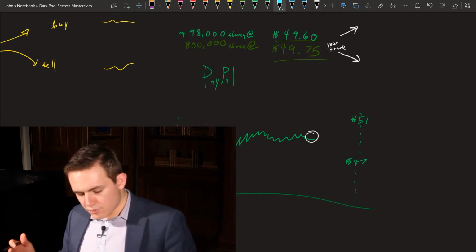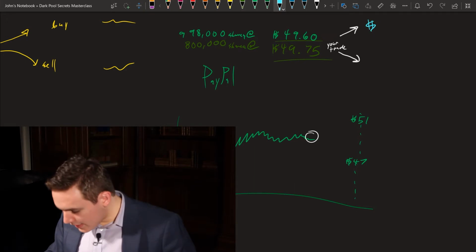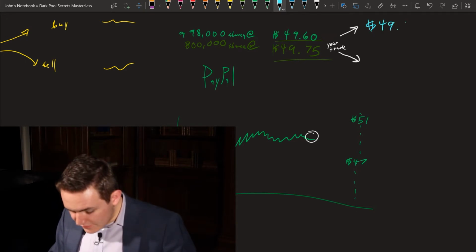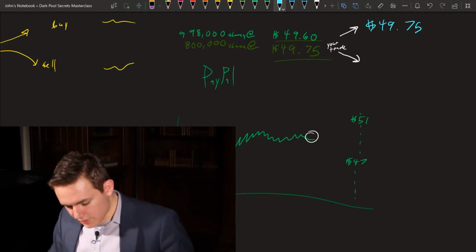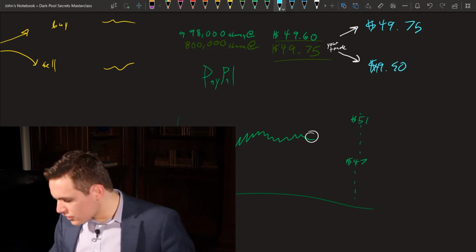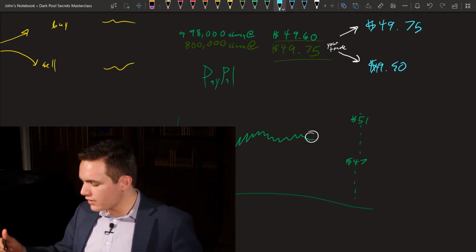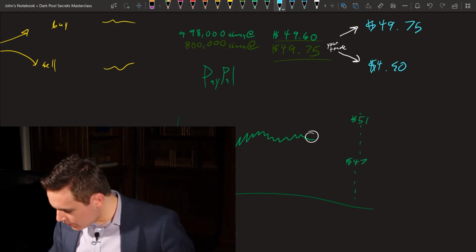So the entry point that she used on this trade was $49.75. If it closes above $49.75, and the down point was $49.50. So notice that these are tighter trades, definitely a little bit closer, especially if you're trading a bigger stock like PayPal, a pretty big company, then you're going to have tighter spreads.